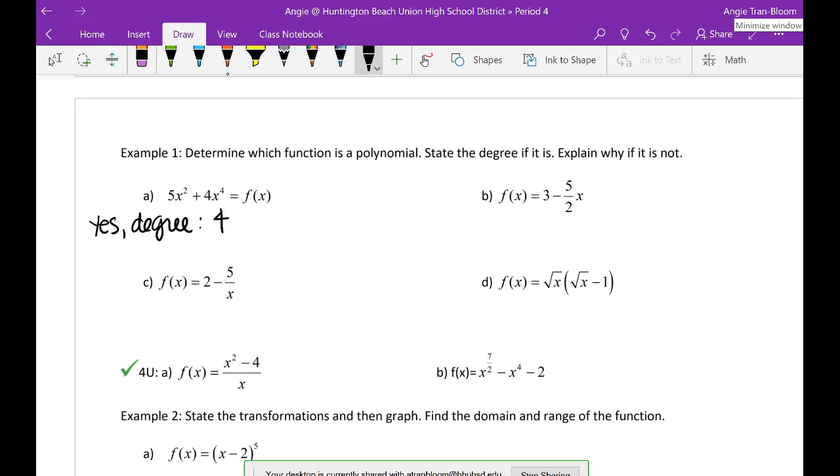B, boy. f of x equals 3 minus 5 over 2 x. Yes. How do you know it's yes? Is 5 over 2 a power? No. Remember, it is not a power. It can be anything it wants to be. But what's the power here? 1. The power is 1. Is that a positive integer? For sure. So that's a yes. And the degree is 1. Okay.